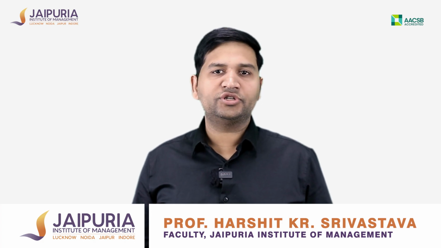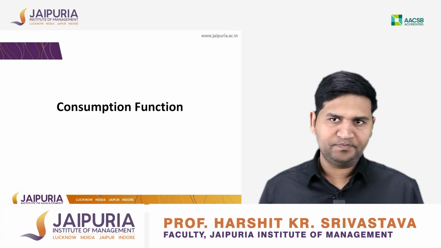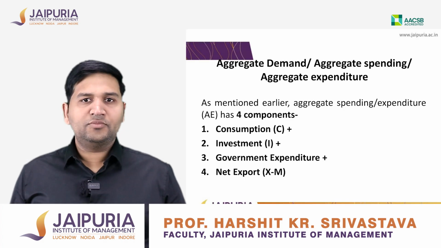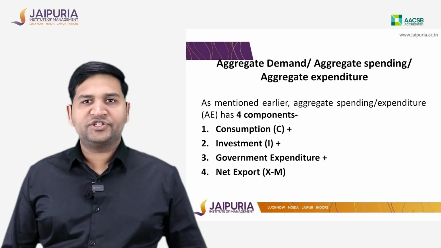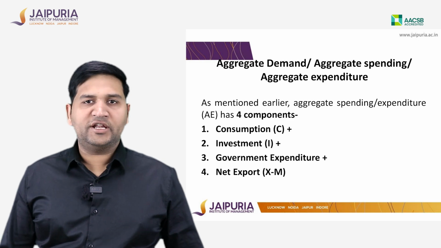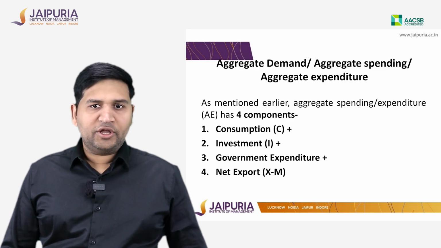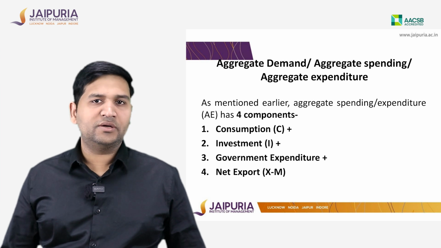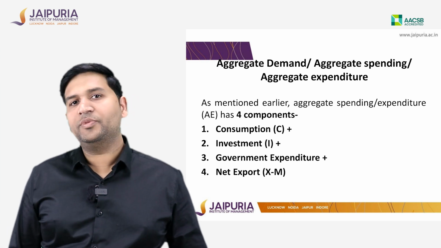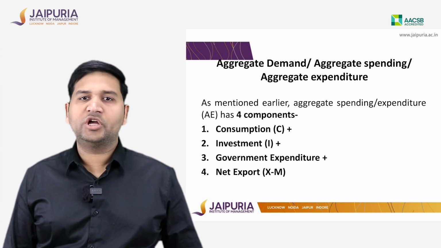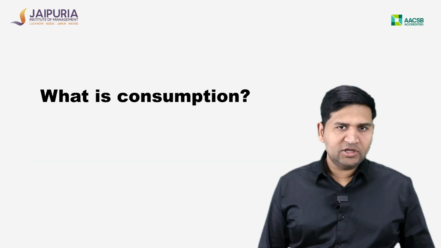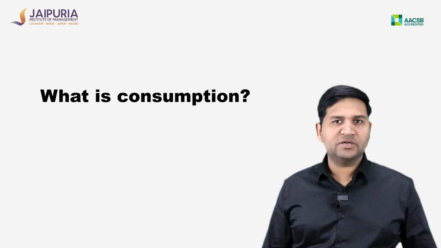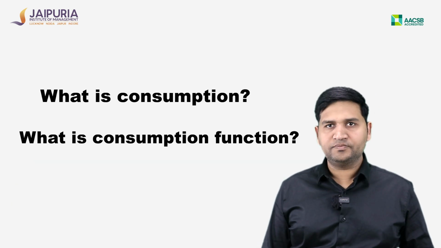Today we are going to discuss consumption function. Aggregate demand is the sum total of consumption, investment, government expenditure and net exports. Economist Keynes believed that other than consumption, the rest, investment, government expenditure and net exports, are autonomous and given. So let's explore what is consumption and what is consumption function.